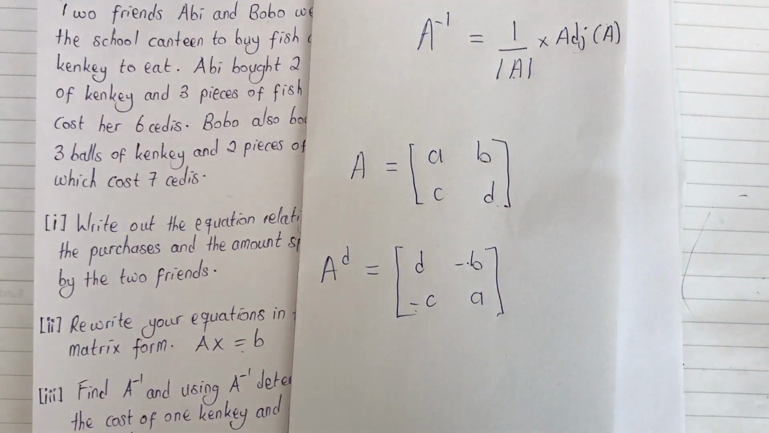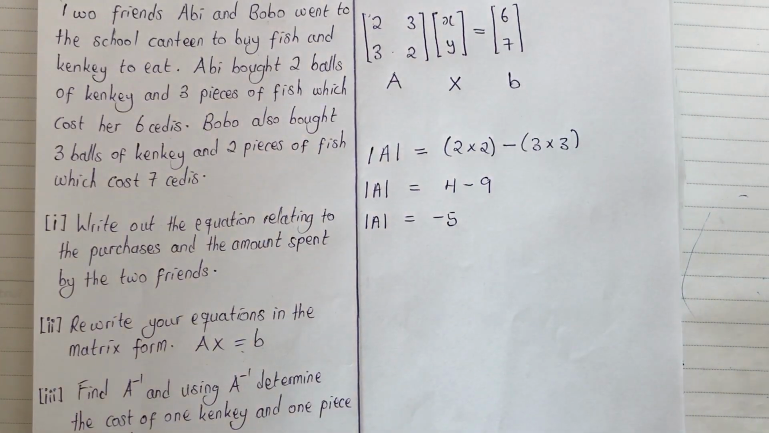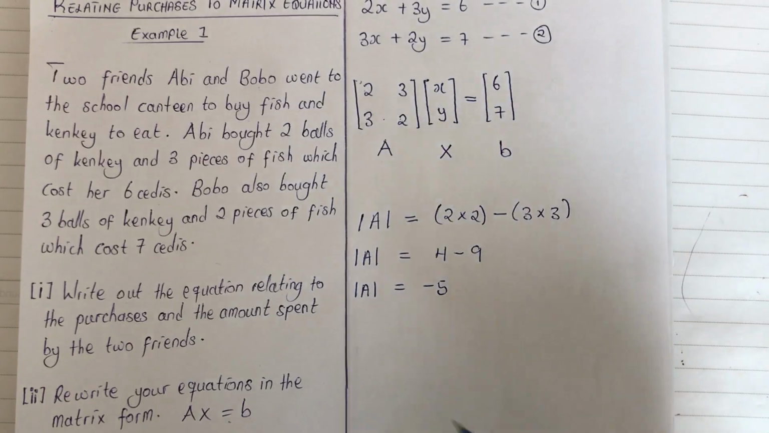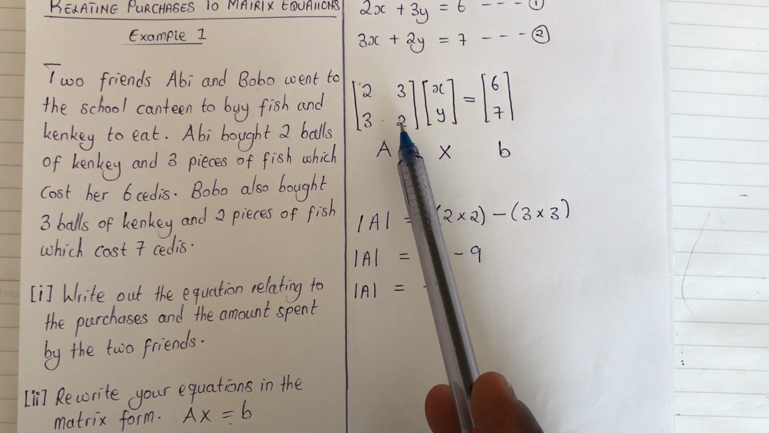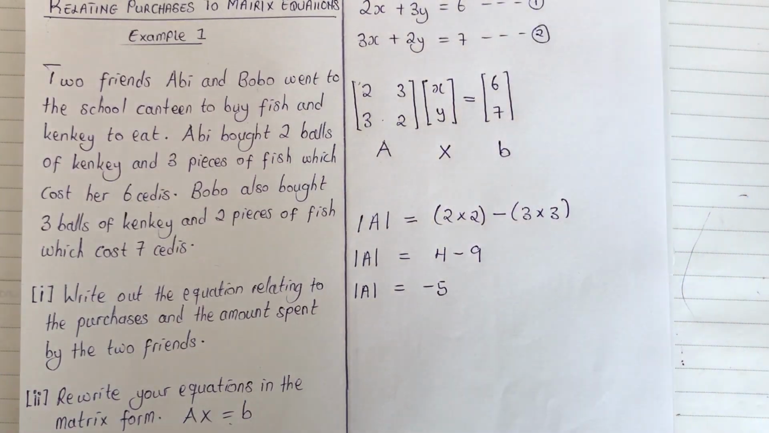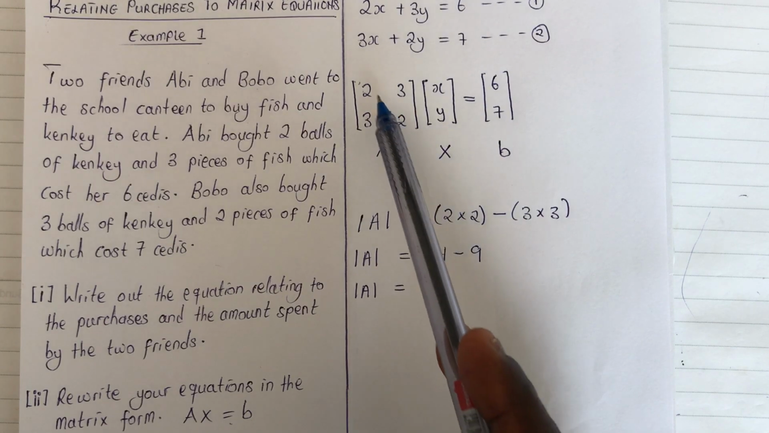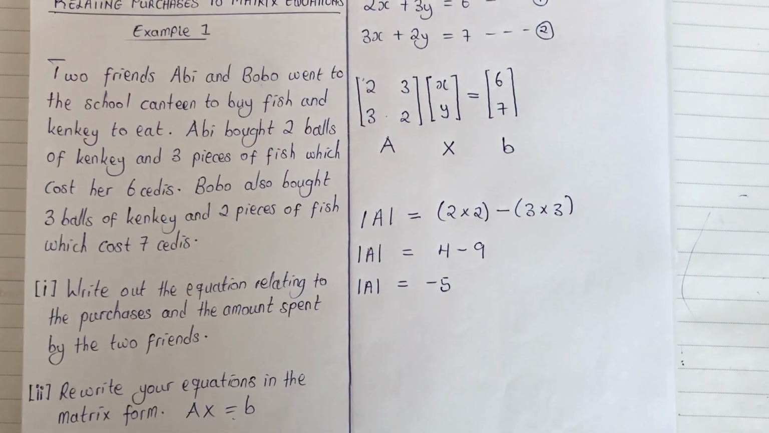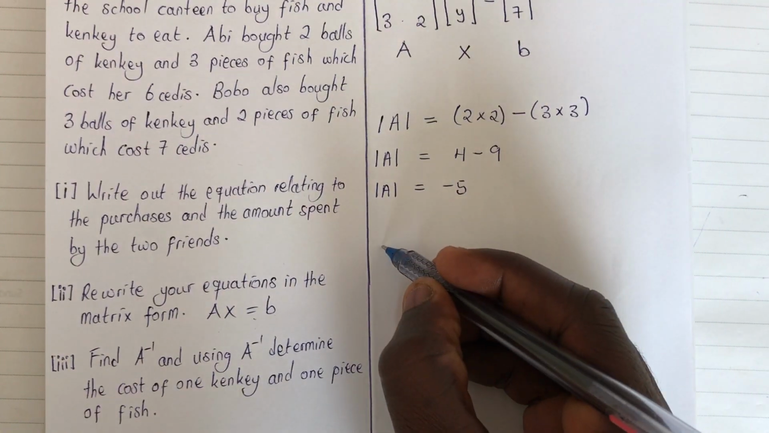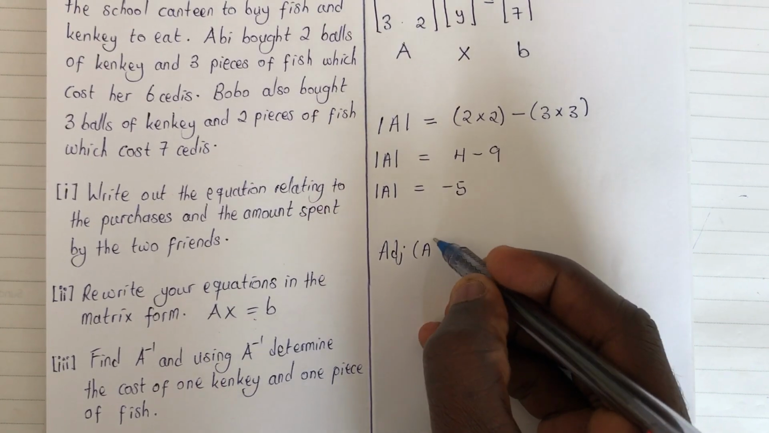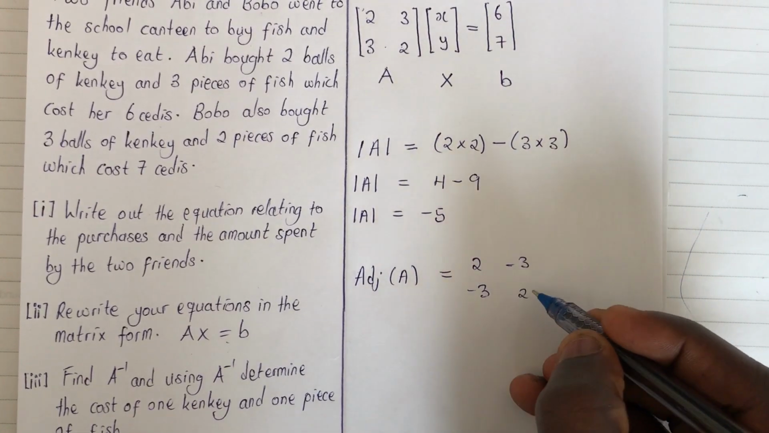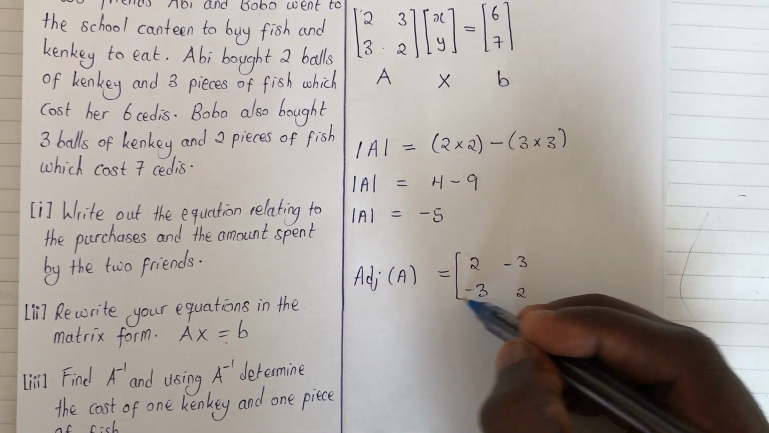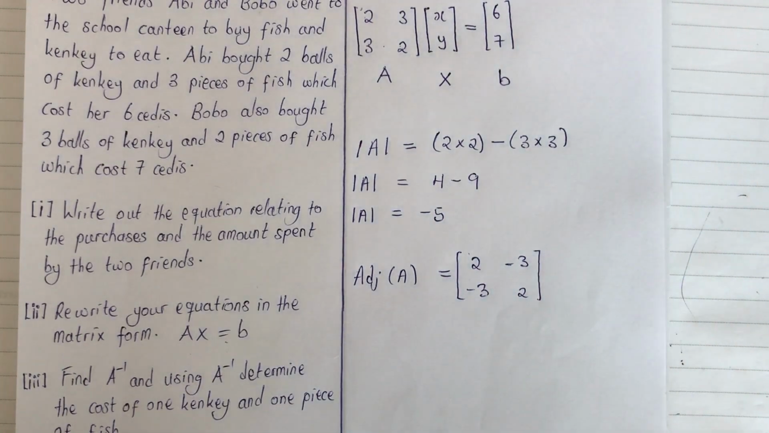So now let's go back to the question. A, B, C, and D are values that we have in the question. Matrix A was giving us 2, 3, 3, 2. So we interchanged position A and D. Remember that A and D are still the same value, so whether we interchange or not, we are still getting the same thing. And then we negate B and C. So the adjoint of A is going to give us 2, neg 3, neg 3, and 2. This is the adjoint of A.